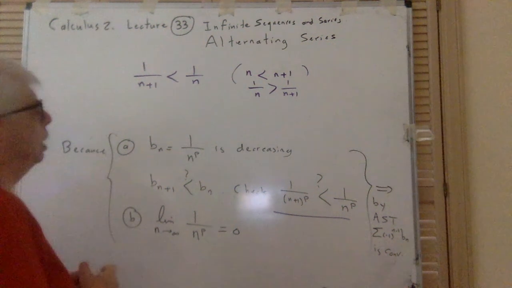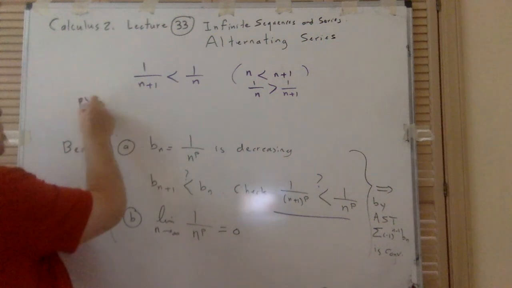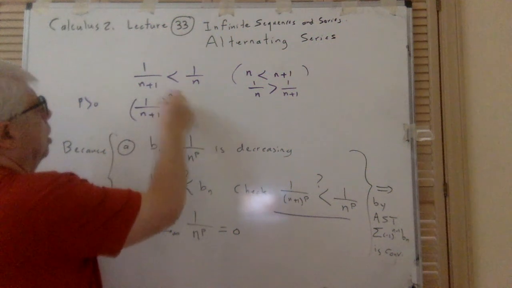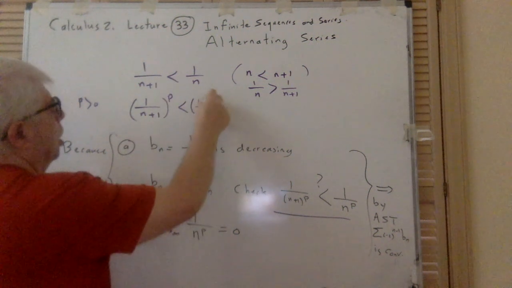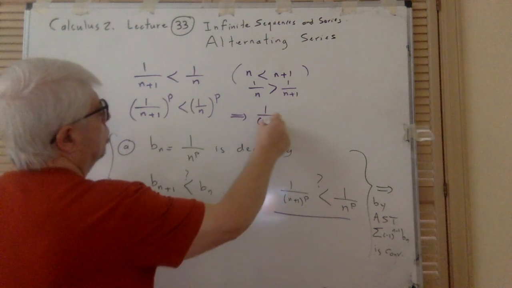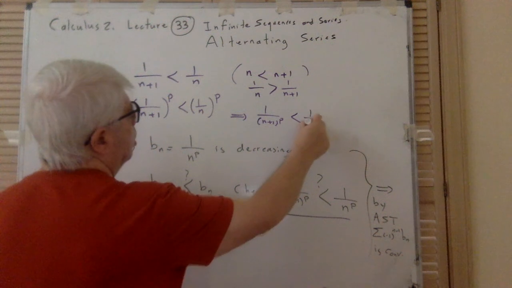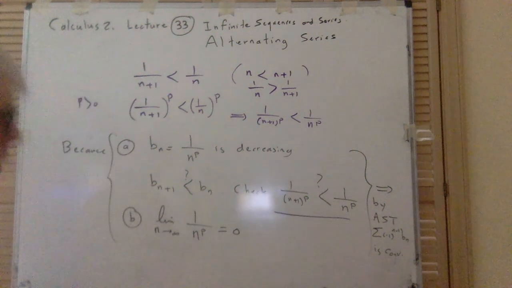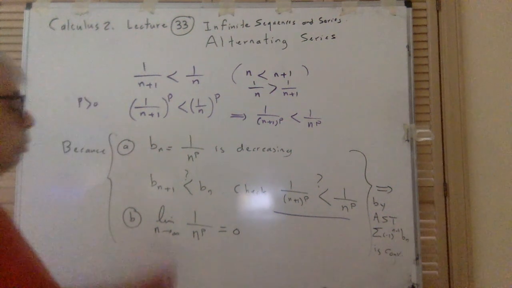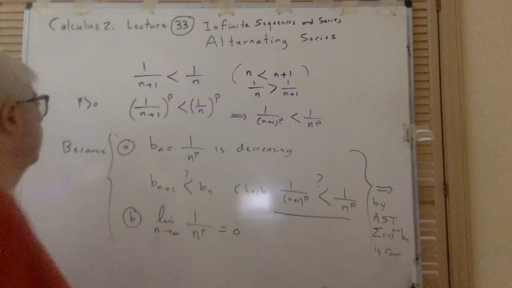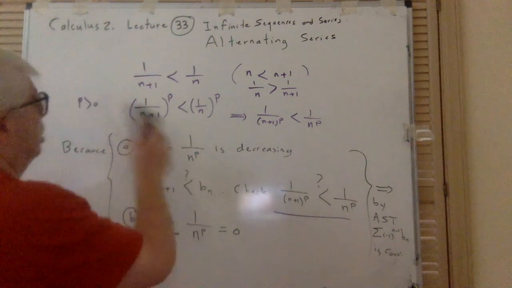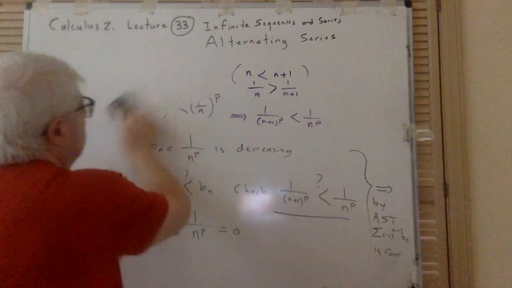So if I raise it to any power p bigger than 0, then this inequality holds. But this is in fact 1 over n plus 1 to the power p and 1 over n to the power p. Okay, so that's what happens. That's why this is true. And this one we know is true. So by the alternating series test, AST, any series of this form is convergent.